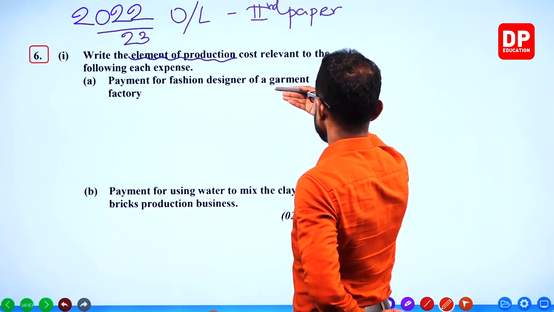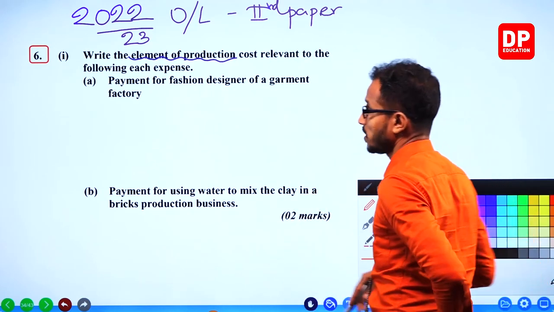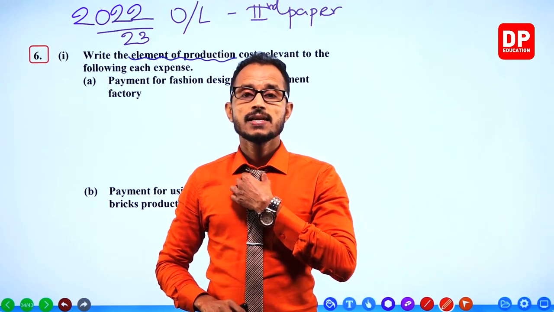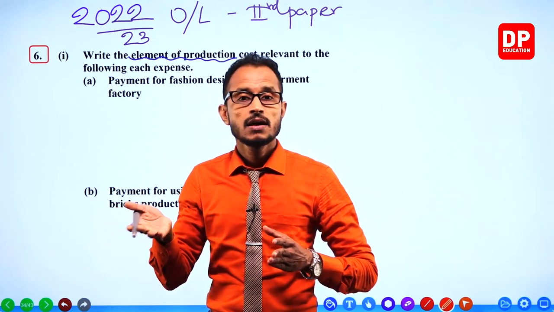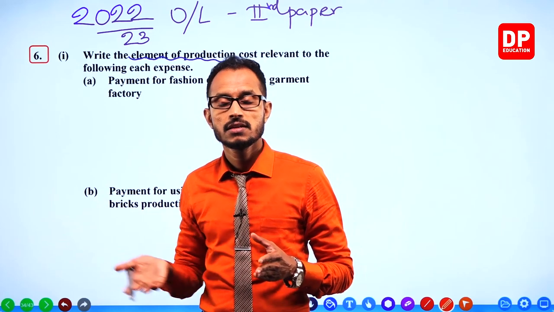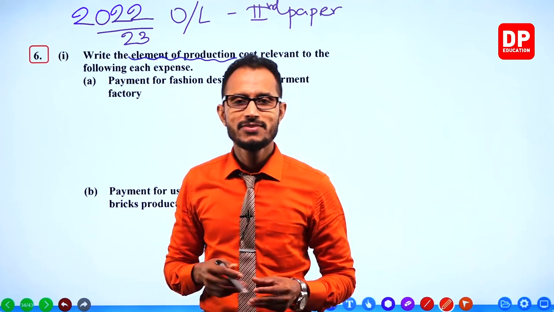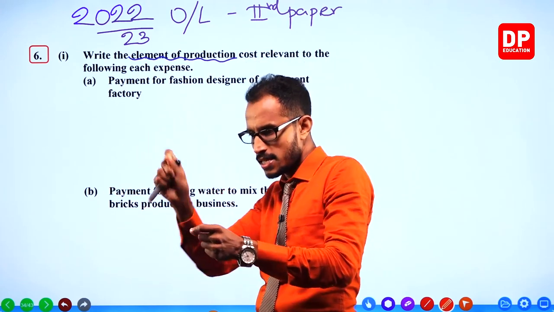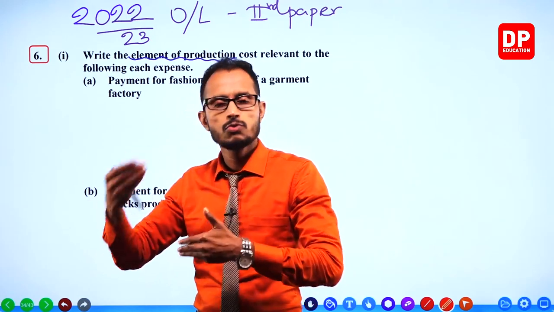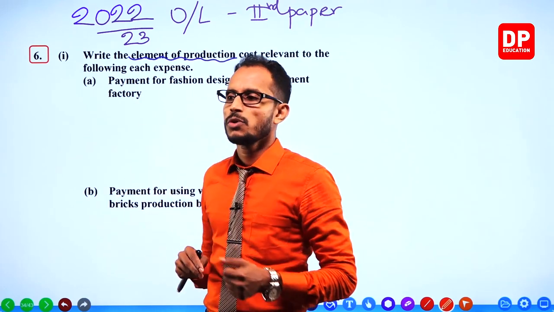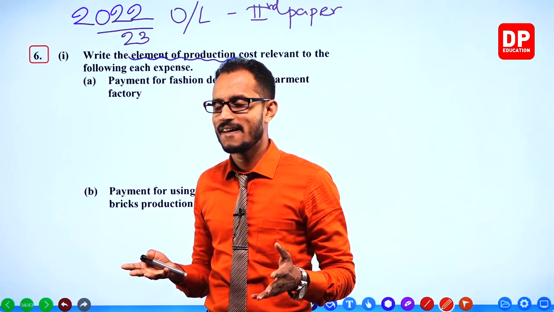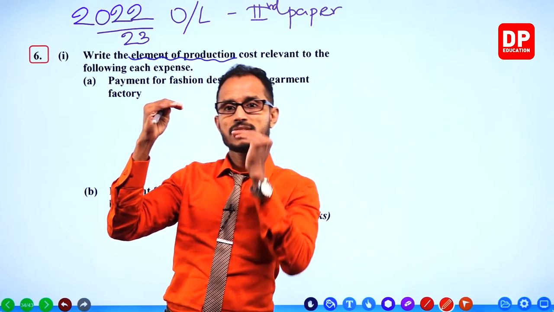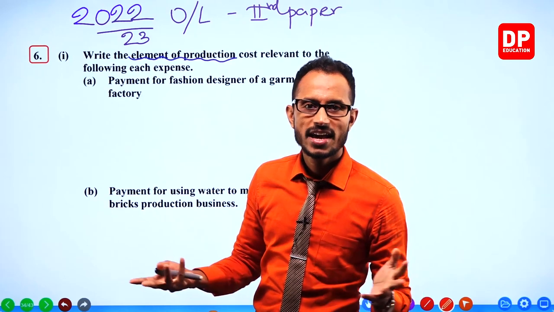So now they're asking: payment for a fashion designer of a garment factory. As we know, the designer's fees depend on his designs. He's paid for his designs, right? Each design that he creates becomes a new product. New designs, new product. He must be paid for the number of designs. So with the number of designs, his payment increases.